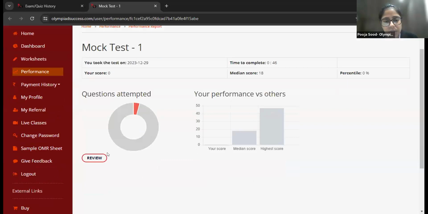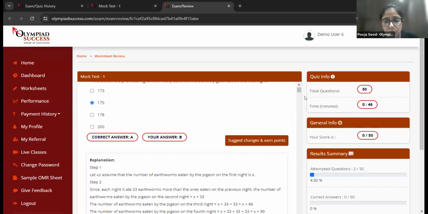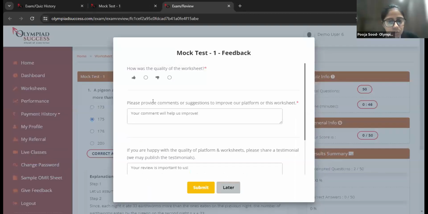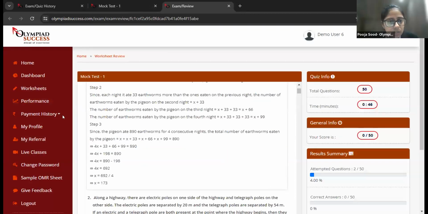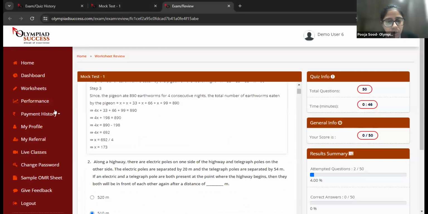right? So here you can see I've attempted 2 questions and both are wrong. So this shows that you have to attempt your worksheet properly and carefully, so that your answer should not be incorrect, right? So this is how you have to attempt your mock test papers. This is basically a rehearsal for you for your main exam.